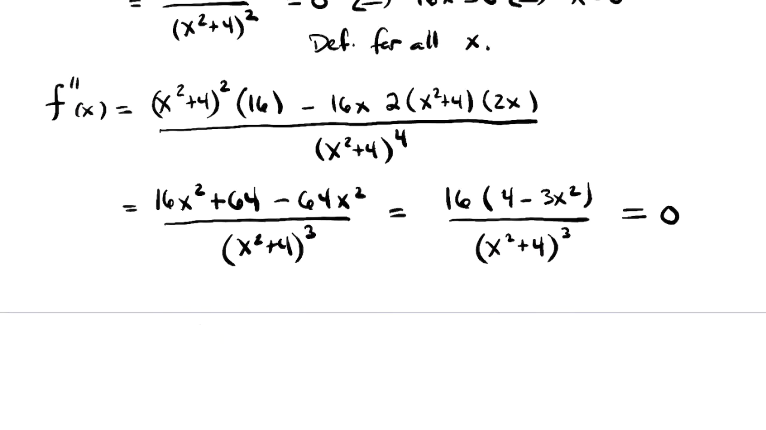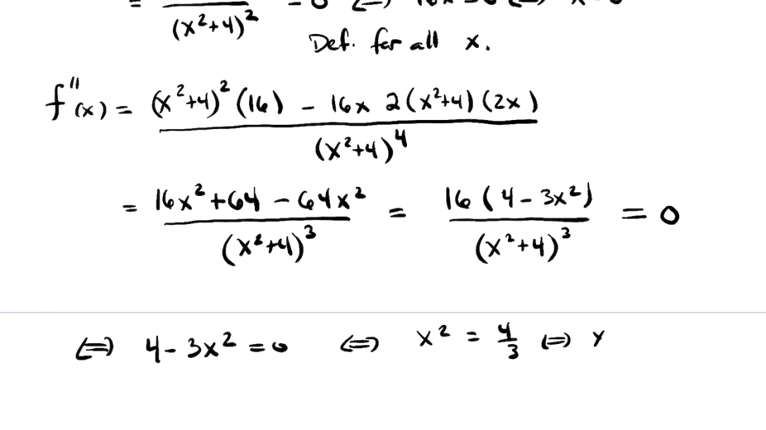I'm going to move down to my next page. If and only if 4 minus 3x squared is equal to 0. And that's if and only if x squared is equal to 4 over 3, which is true if and only if x is plus or minus 2 over the square root of 3. All right, so those are the two numbers that make my second derivative 0.